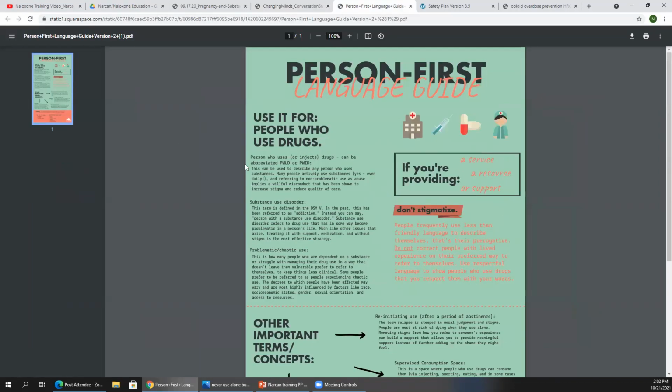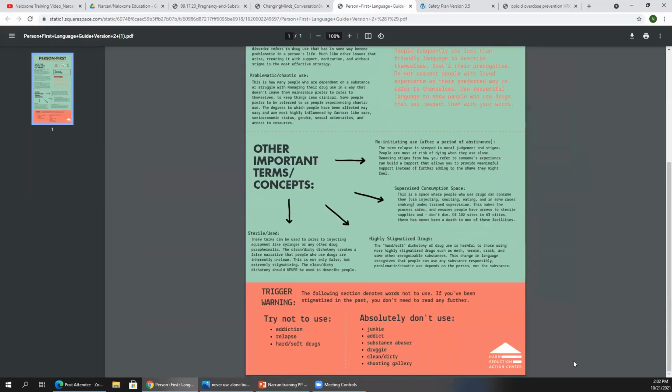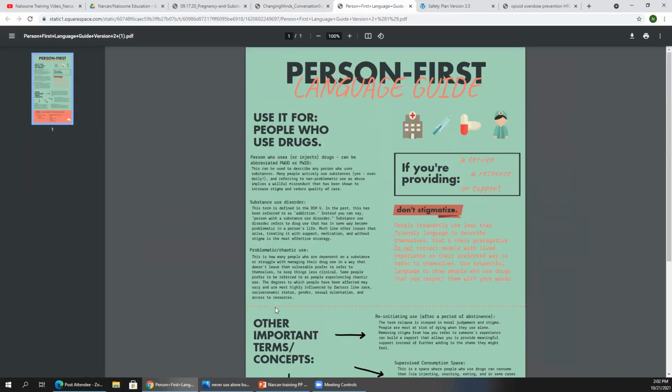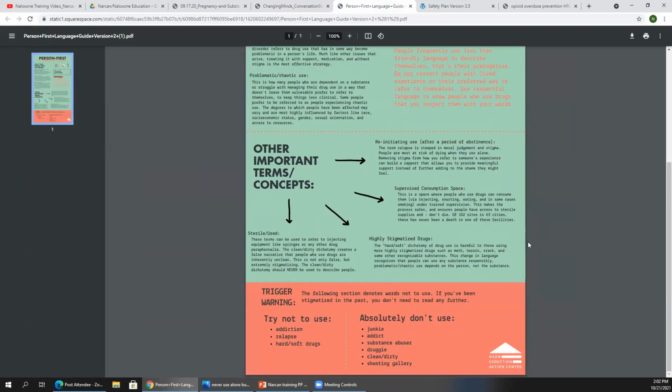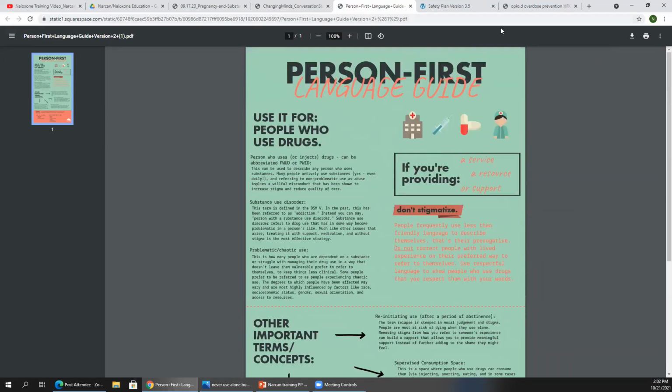Cool. You all can still see my screen, yeah? Yep. Okay, perfect. This one is from another harm reduction organization in Denver that kind of dives a little bit deeper into a couple specific terms. So this is a resource for you too.